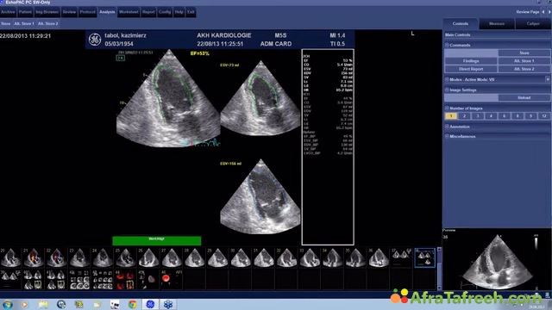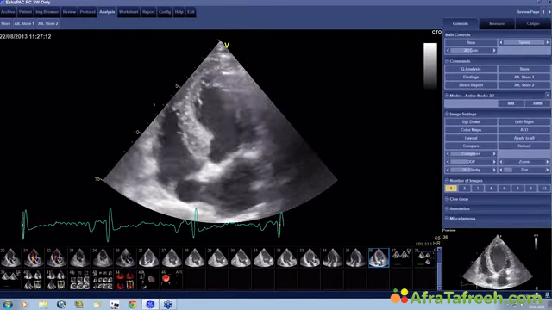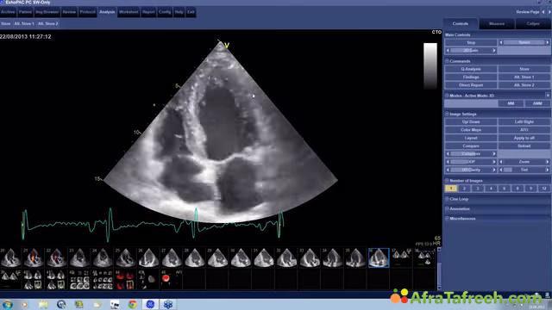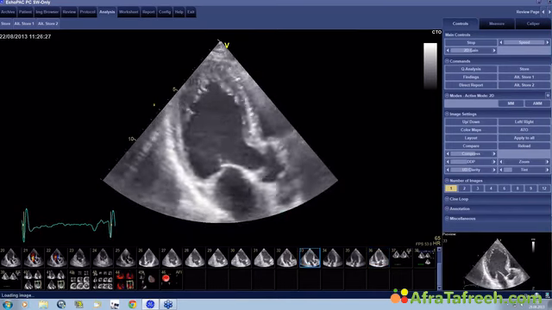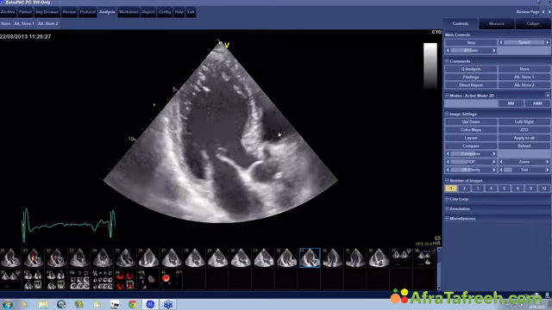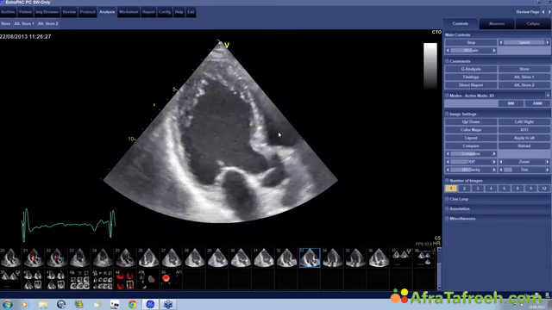Okay, but going back to ejection fraction, in this case, don't forget that we have certain segments which are hyperdynamic, while others are akinetic or hypokinetic. So it compensates out to a certain degree.